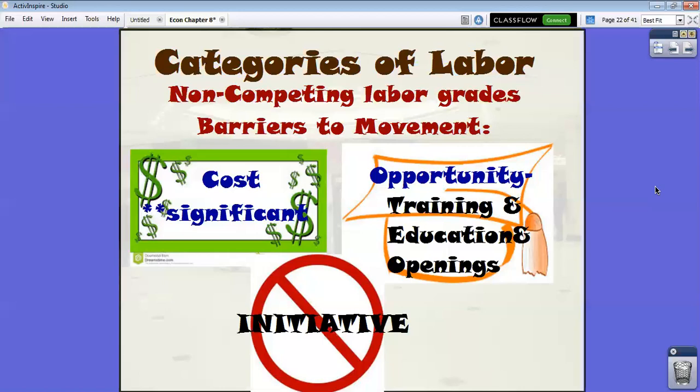The last barrier to being able to move up those labor grades is initiative. You've got to want to do it. You have to want to go to school. You have to have the initiative to get your work done. And sometimes people don't have that initiative, so it keeps them down in terms of a lower labor grade.